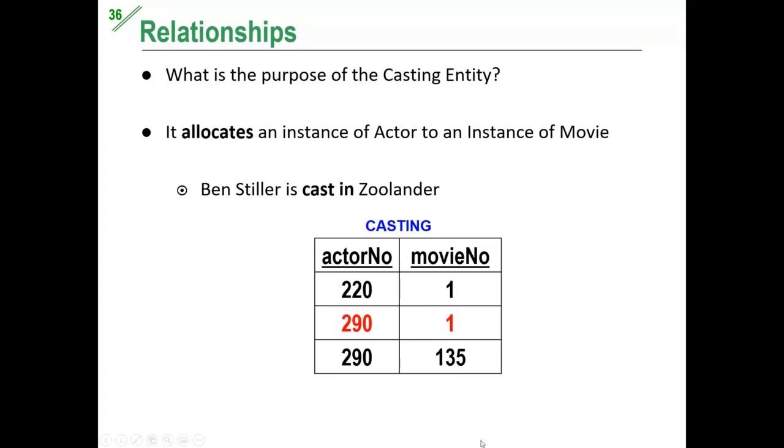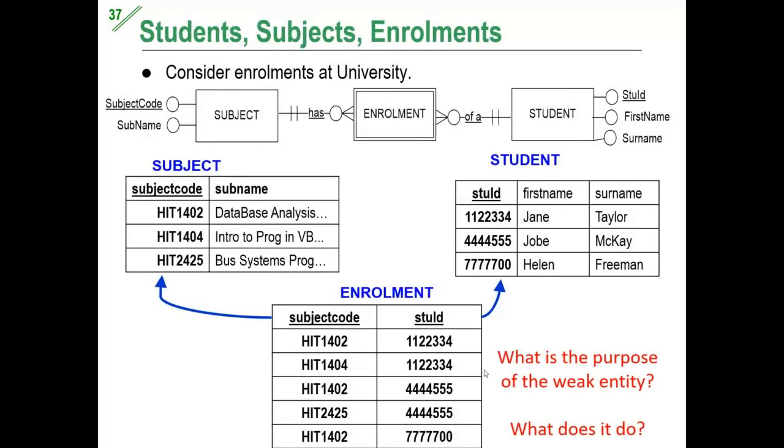Right, so in this case we allocate the actors to different movies by using the casting entity. That is the major purpose why we have this casting entity. So the same pattern can exist in other situations as well. For example, in this case, this is a university. Think about our own university, Swinburne, right?